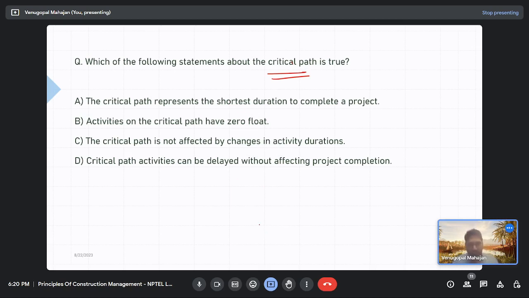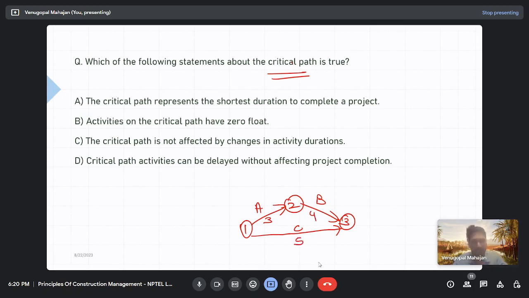So let me make a network for you guys, and we will see if it is shortest or longest. You all can follow this network, right? What kind of network is it? AOA or AON? AOA. So how many paths can you see in this network? You have got path AB, that is 1, 2, 3, and then you have got C. If these are the paths, what are the durations? For AB you have got 7 and for C you have got 5.